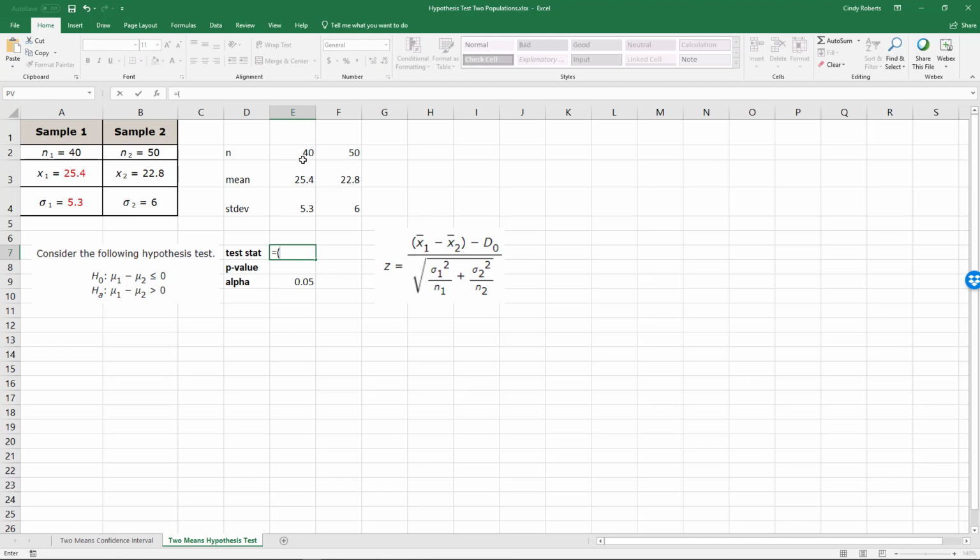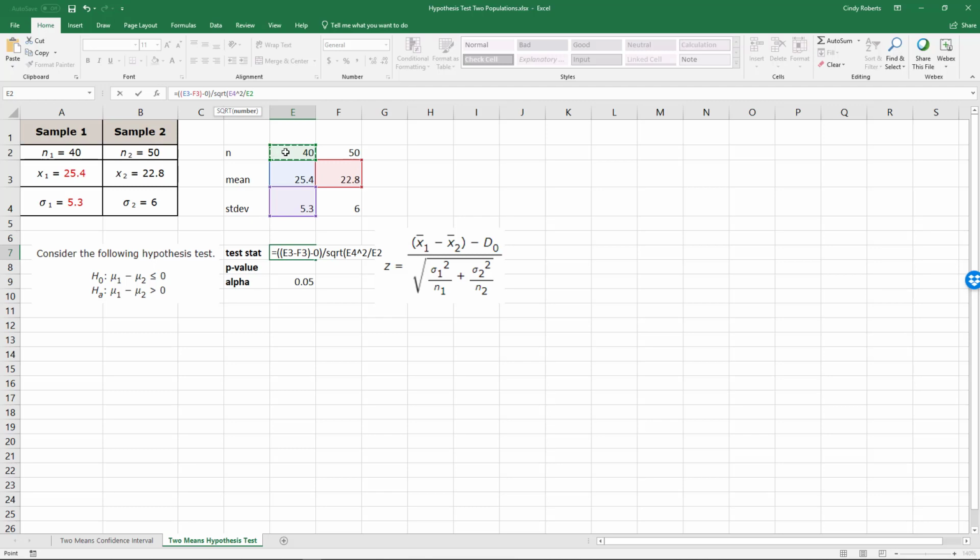The top part says, subtract the sample mean 1 minus sample mean 2. You don't necessarily have to put it, but I will just be complete, so I'm going to put more parentheses. The D0 is the null difference, and if there's no difference, that would be 0. All right, and then over the square root of our standard deviation squared divided by n.